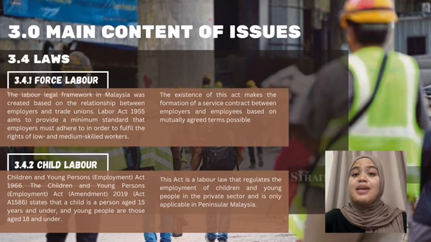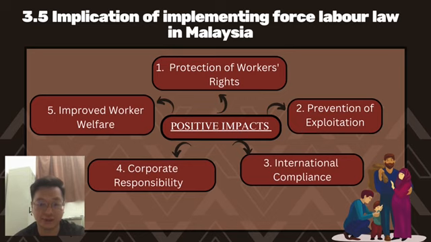The second one will be prevention of exploitation. Laws against forced labor seek to stop and outlaw acts of exploitation, including debt bondage and human trafficking. The laws promote a more secure and fair workplace by clearly outlining the rules and the penalties for breaking them. The third one will be international compliance. By enforcing laws against forced labor, Malaysia complies with international labor and human rights conventions and norms. This can enhance the nation's reputation in the international community and make working with foreign partners easier.